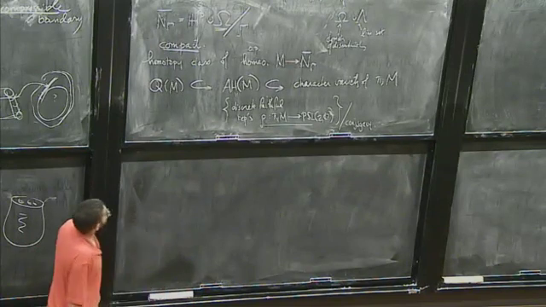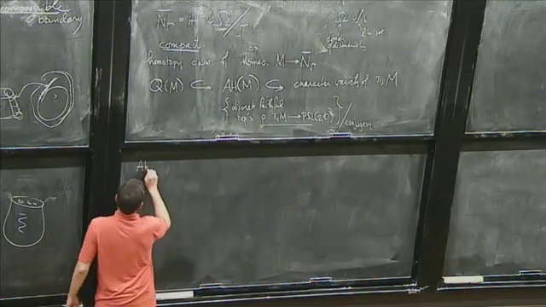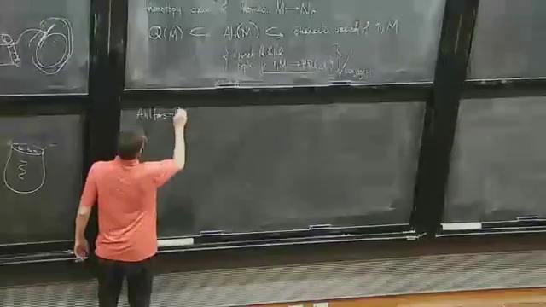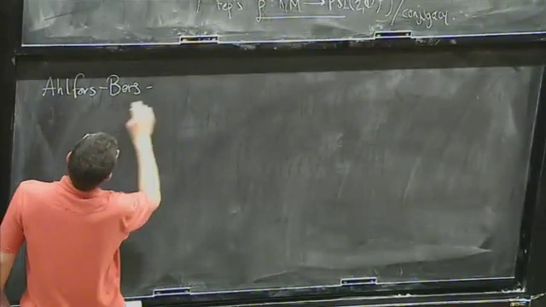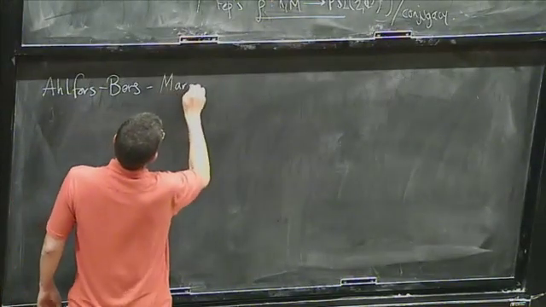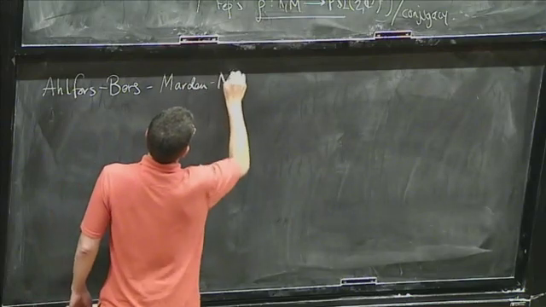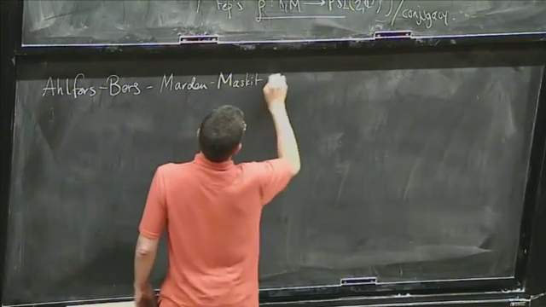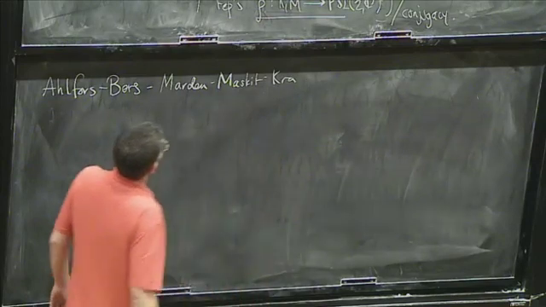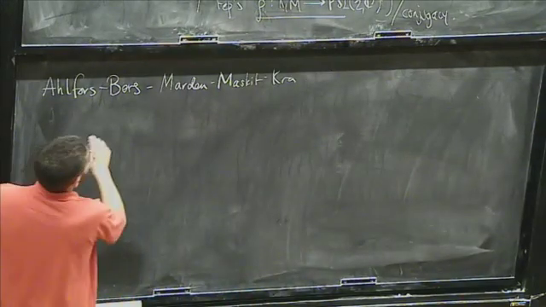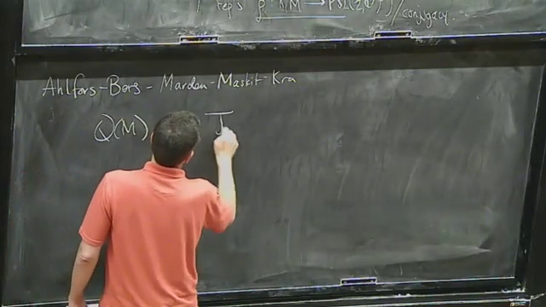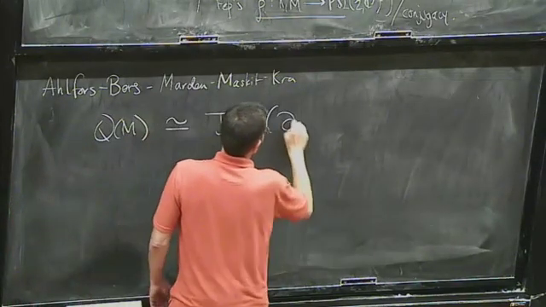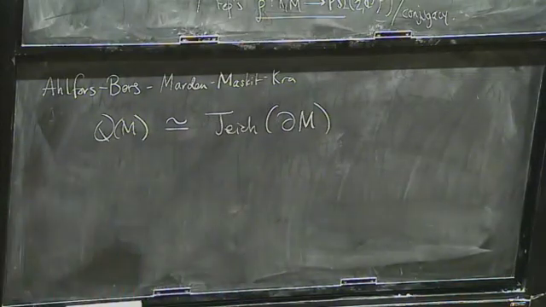So there are various technical issues about what goes on in here, but this is a particularly nice subset, and it's a theorem due to Ahlfors and Bers. This is the Teichmüller theory part. And actually, one should include, for this level of generality, Marden, Maskit, and Kra, that this set, Q of M, can be identified with the Teichmüller space of the boundary of M. Okay?